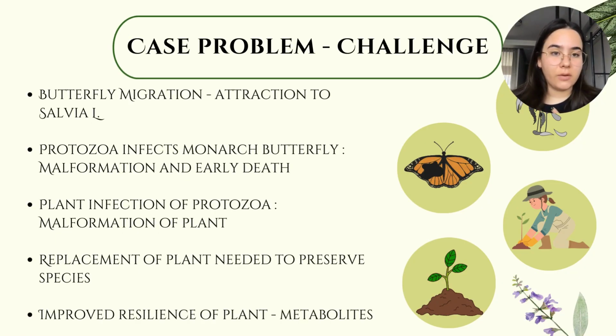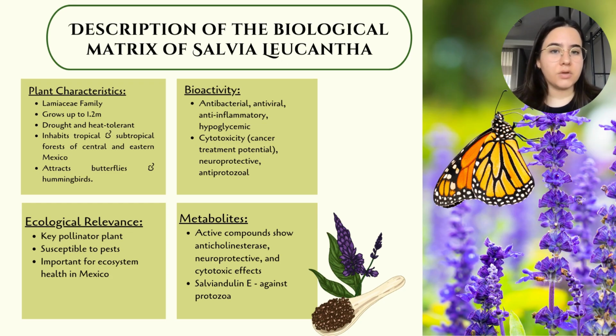My team worked with Salvia leucantha, and the problem is that butterflies and pollinators consume this plant, and when the plant is infected with protozoa, this causes malformations and death in the butterflies and pollinators, especially in monarch butterflies.